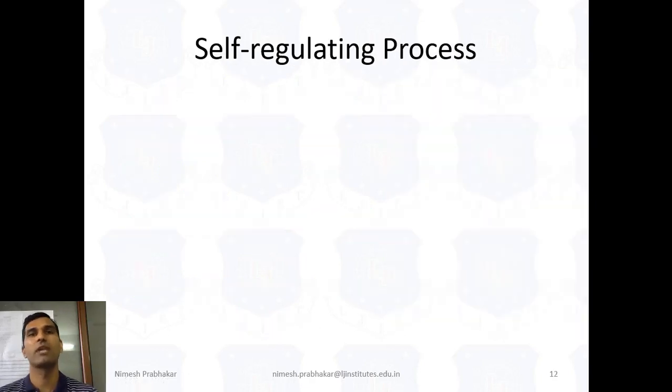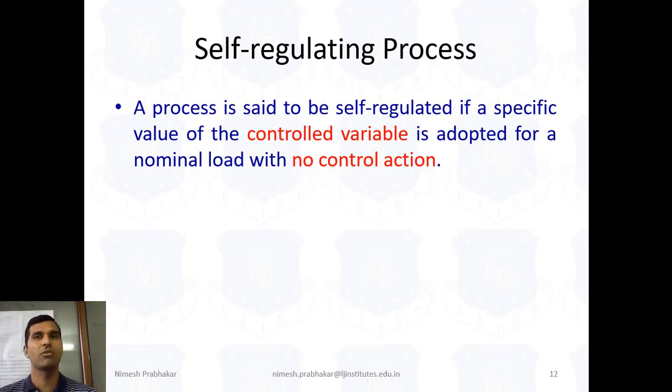Now we see the self-regulating process. So what is a self-regulating process? A process is said to be self-regulated if a specific value of the control variable is attained for a nominal load with no control action. That means we consider one process, and due to some variation that process changes its behavior. After some time, automatically that process achieves its desired value. The variable varies with time, but after some time it achieves its desired value without any controlling action. That's why we know this as a self-regulating system.